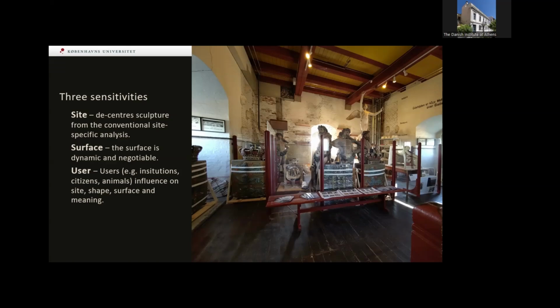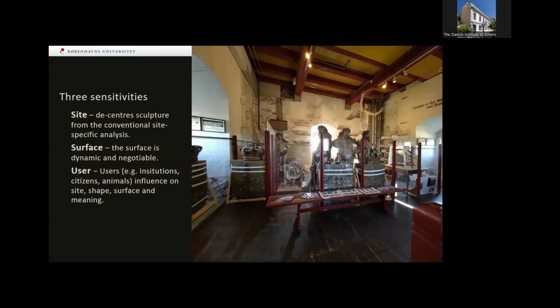Now I say these sensitivities, so what do they actually mean? Well, a site sensitivity will essentially decenter the sculpture from this site-specific notion that connects them with a single site, and instead embrace their mobile potential. While a surface-sensitive approach would essentially mean that we embrace that the surface has a dynamic potential and is agile and negotiable.